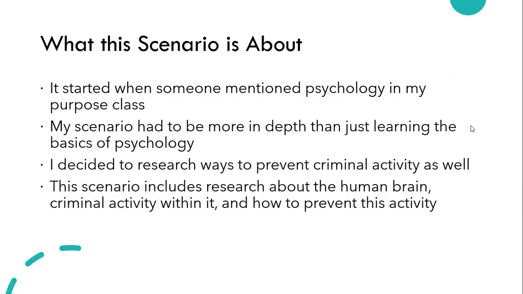What this scenario is about. I've always had an interest in the human mind and how we give reason to our actions and thoughts. But the idea of using this as my scenario topic first came about when someone in my purpose class mentioned psychology. Since this project is a year long, I couldn't just learn the basics of psychology. I had to go deeper. Which is why, after my first step of researching the human brain and my second step of looking into the criminal behavior that can result from the different parts, I decided to learn about different ways to prevent this activity. These ways may be able to help lower the crime rate in the US and in the world.